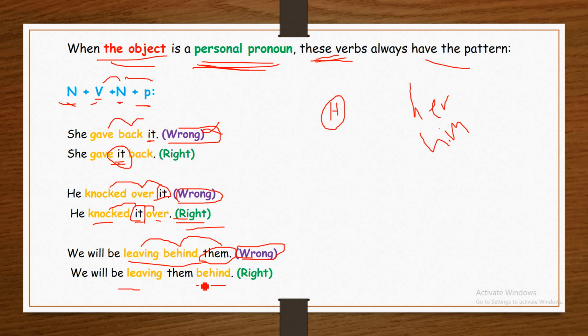We will be leaving them behind. Them is the personal pronoun and it is the object. It comes between the verb and the particle. It is correct. And this was the phrasal verbs.